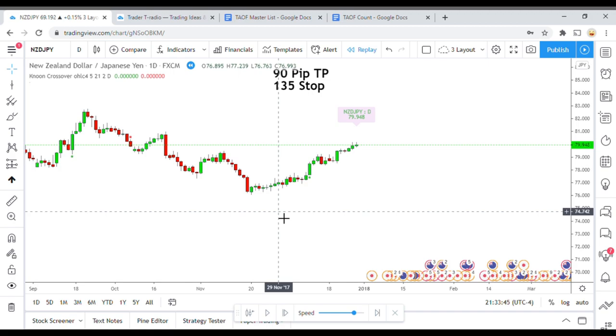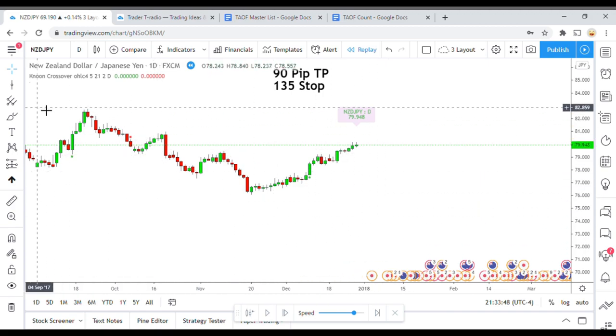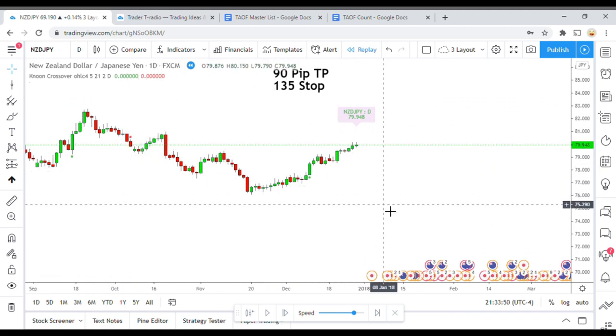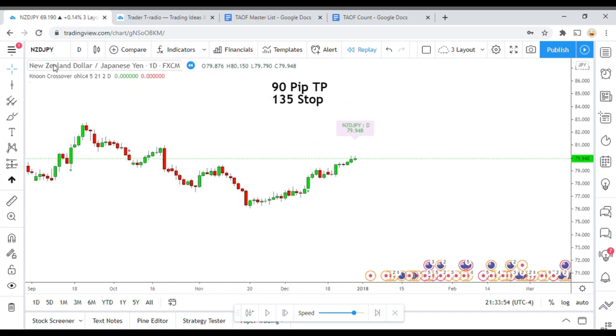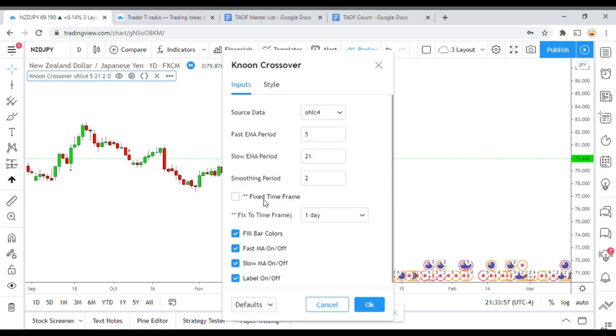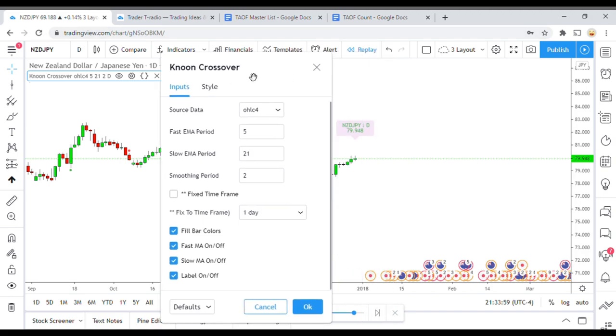And so now, as you've seen, I went in and I turned off some of the visuals of the indicator just because it kind of clogs up the chart some. Again, that's just my preference.